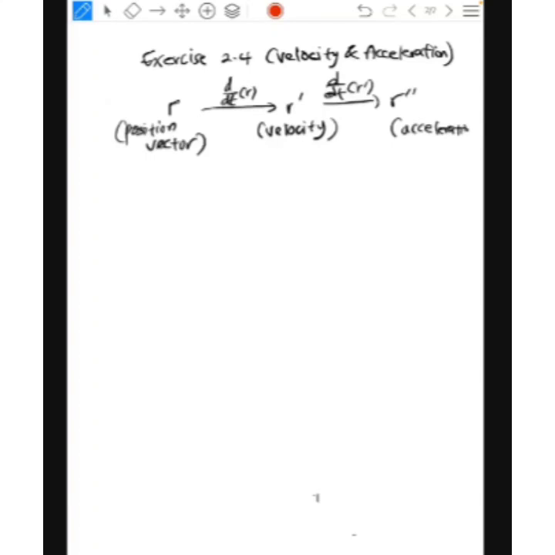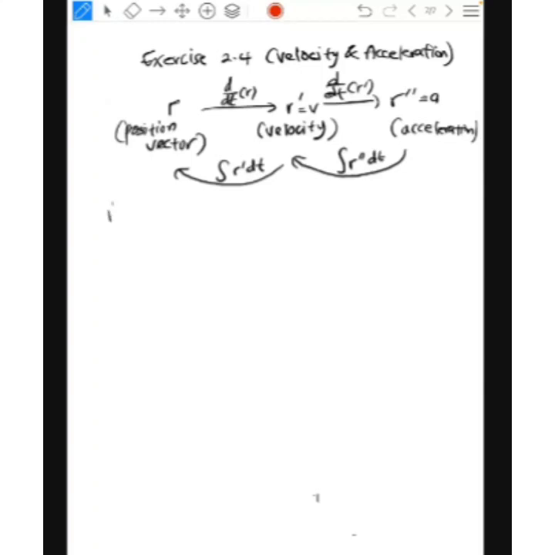And vice versa, going the other direction means you integrate. You integrate R double prime with respect to dt, you get R prime. You integrate R prime with respect to dt, you get R. So that is the relationship between R, R prime and R double prime. R prime is the velocity, so velocity is equals to V. R double prime is the acceleration, and acceleration is equals to A.